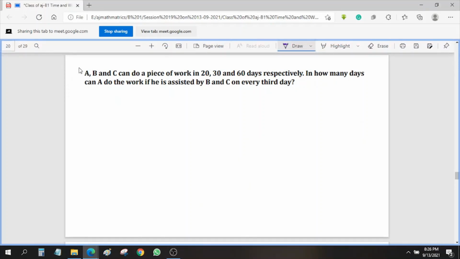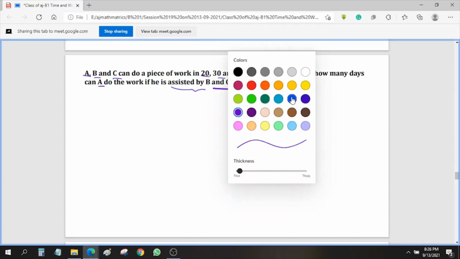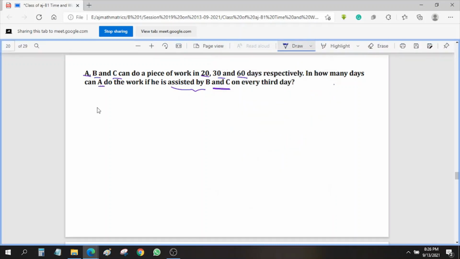So A, B and C can do a piece of work in 20, 30, 60 days respectively. In how many days can A do the work if he is assisted by B and C on every third day? Okay. Now, first we need to consider A's 2 days' work, because for 2 days no one is helping, so we need to consider that 2 days' work first.